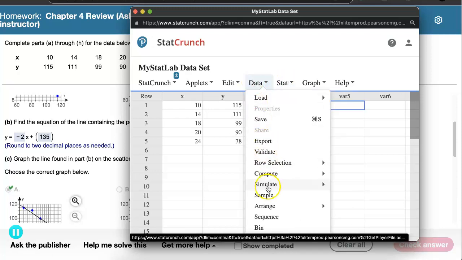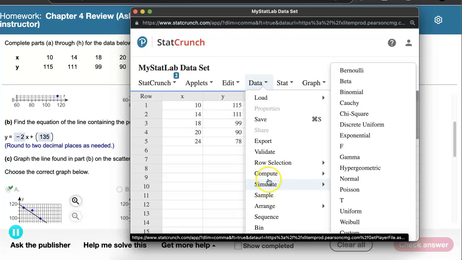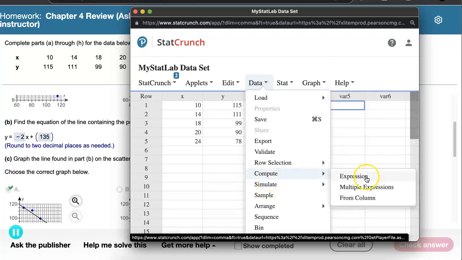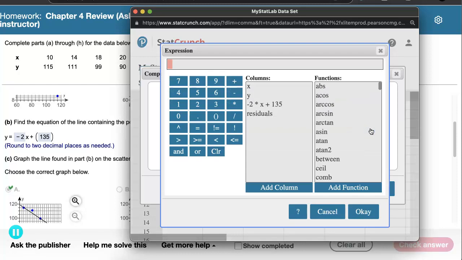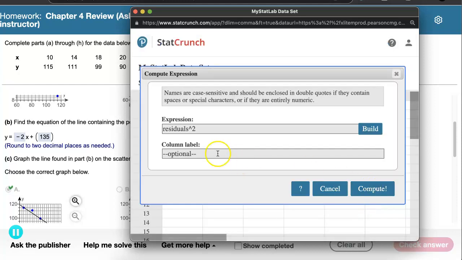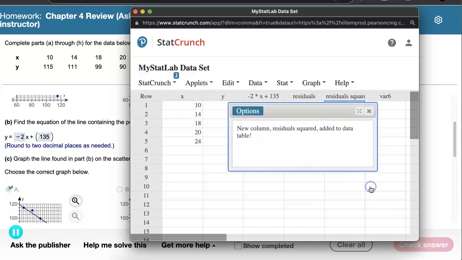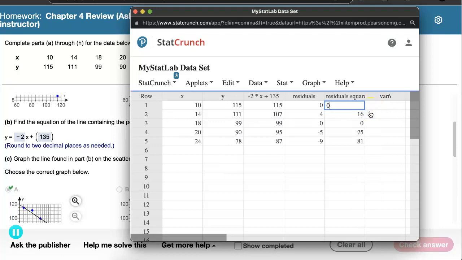You're probably seeing some ways already, thinking, well, I should just do that by hand, and that's probably just as good. So I'm going to build an expression that is the residuals, and here's that caret key, as if I'm raising it to a power, so I'm going to square that. I'm going to say this is residuals squared and compute that. So here are the residuals squared.